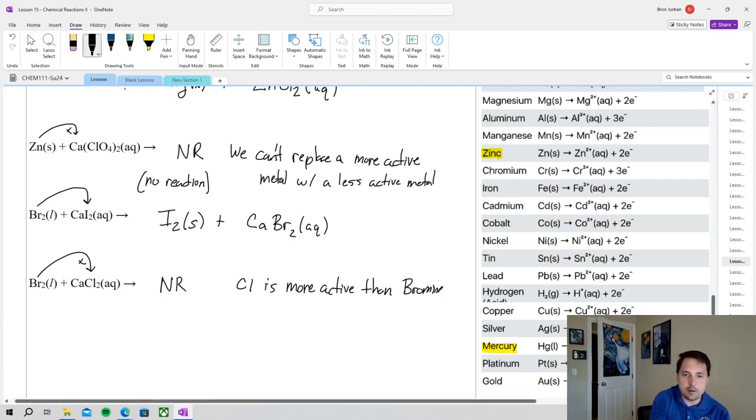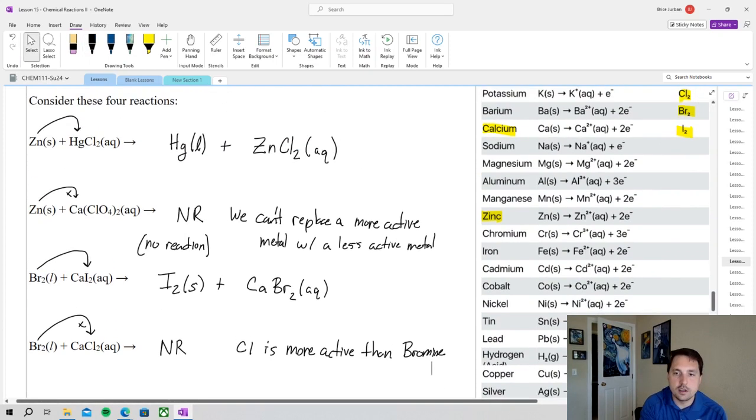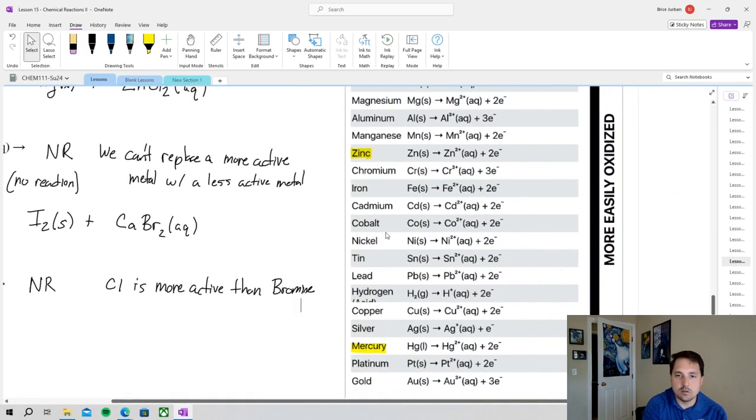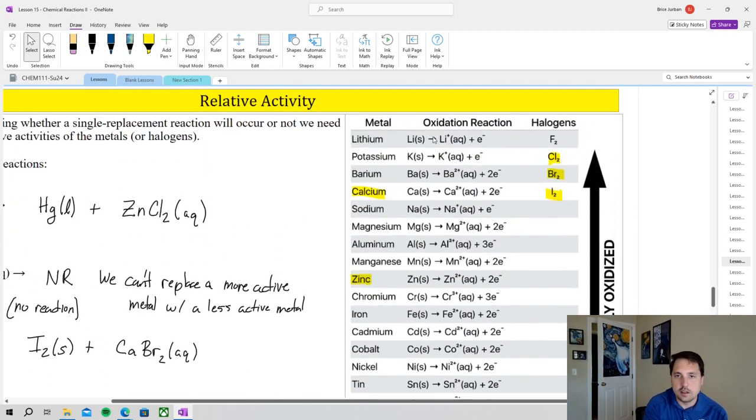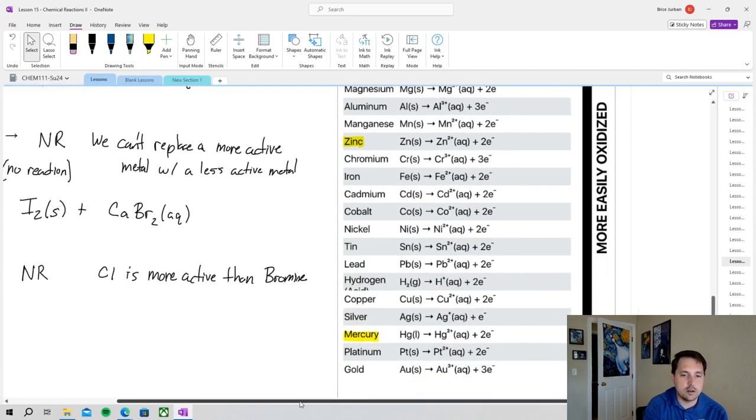And now you know a little bit more about how to predict whether a reaction will occur or not. And you need to know these relative activities. There's also these oxidation half reactions here that are listed. And we don't need to be paying attention to this at this moment. It just shows that if I were to have lithium and it were to be oxidized, it would lose an electron. It would break apart into lithium plus and a free electron. So these are just the oxidation half reactions, which we're not going to learn about half reactions until Chem 112.